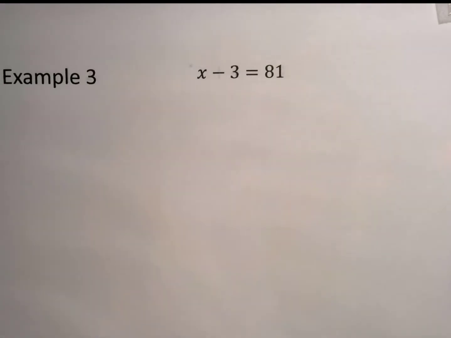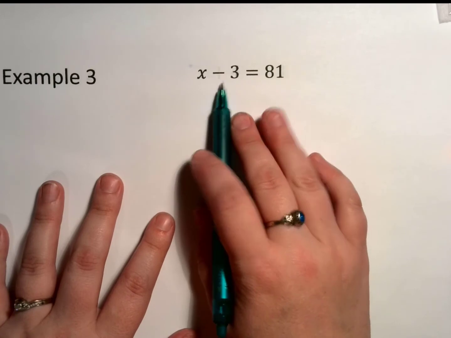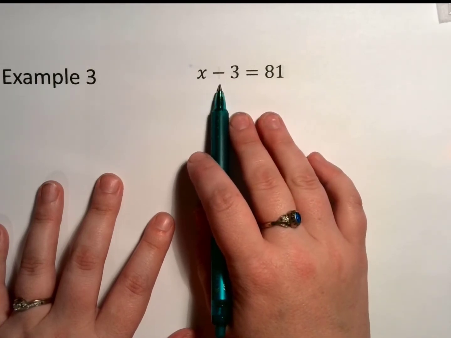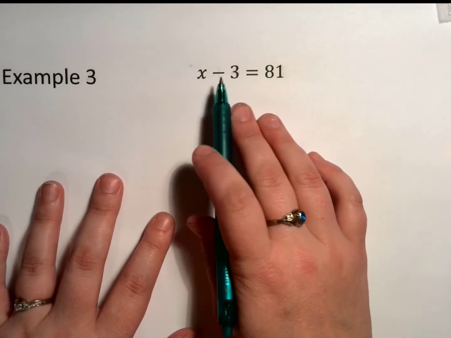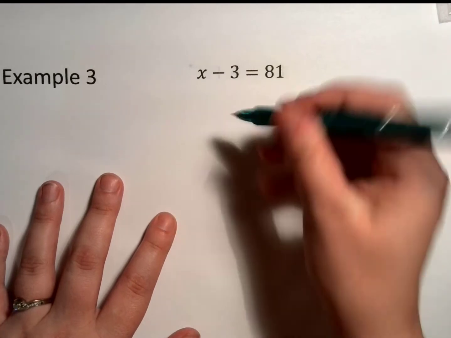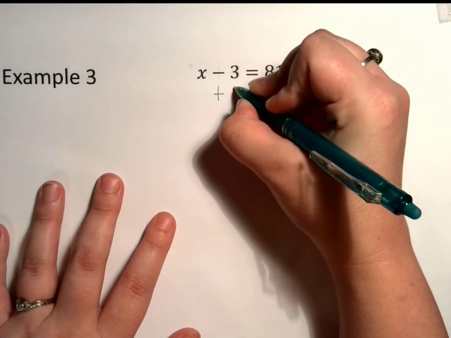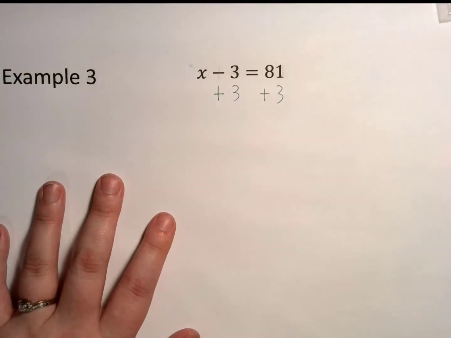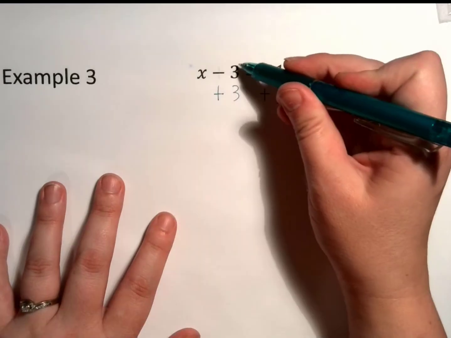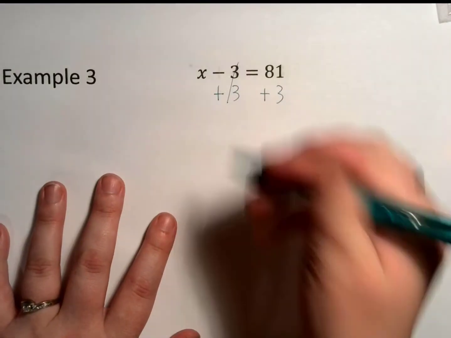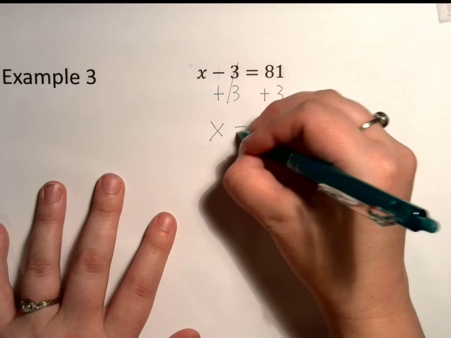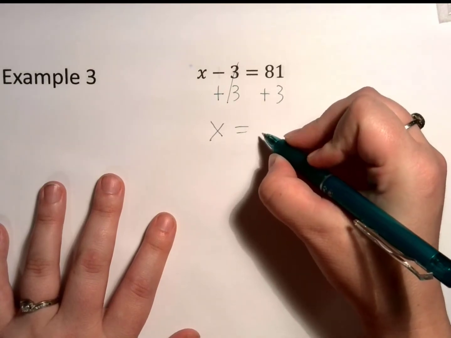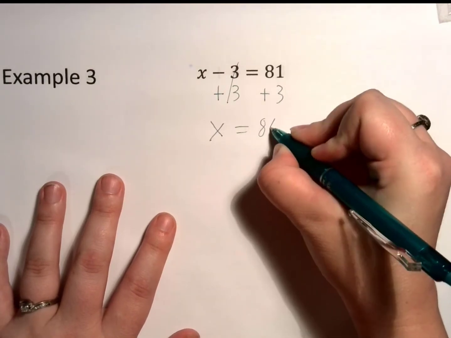Let's look at our third example. We've got x minus 3 is equal to 81. So the operation we are doing is subtraction. X minus. So how do we undo? We need to add. And again, remember, we're working both sides of the equal sign. These become 0, which cancel each other out. 81 plus 3 is 84.